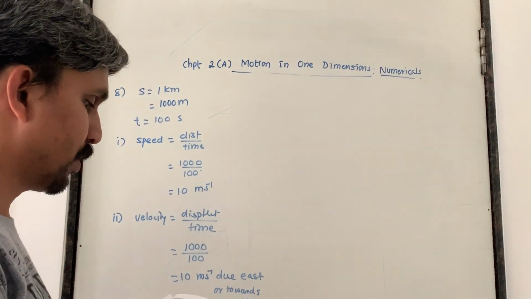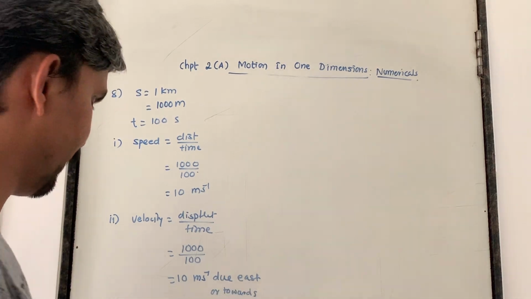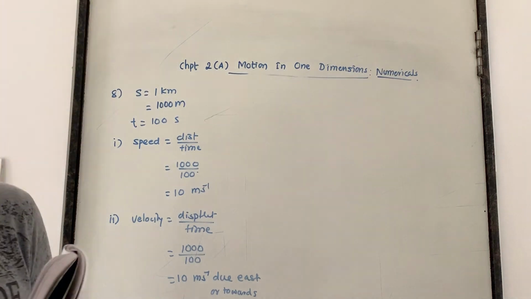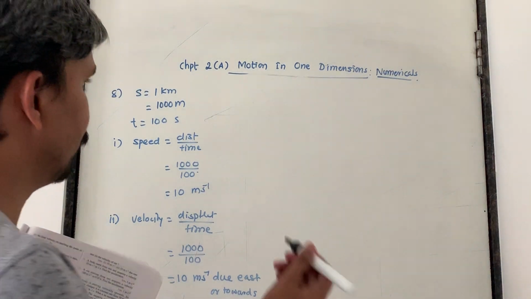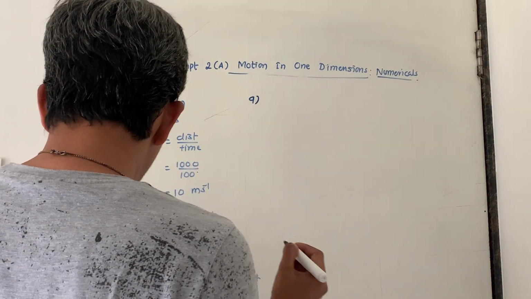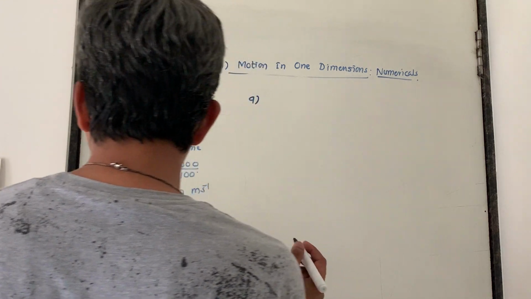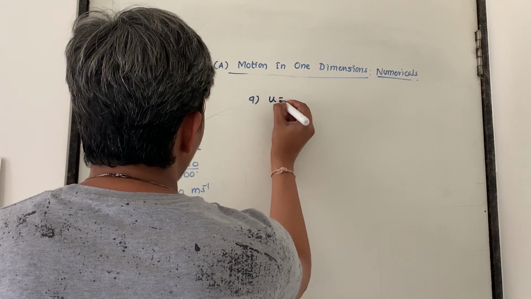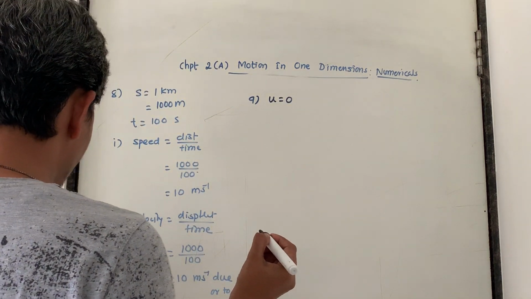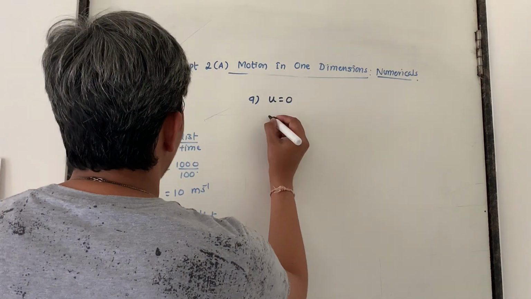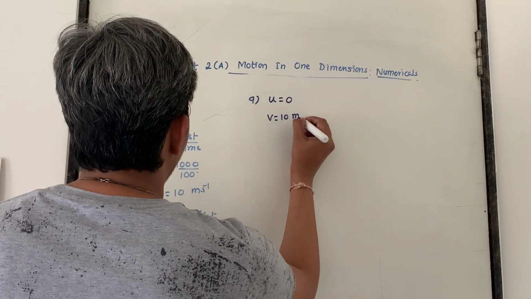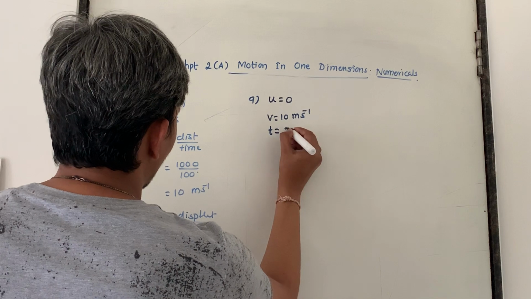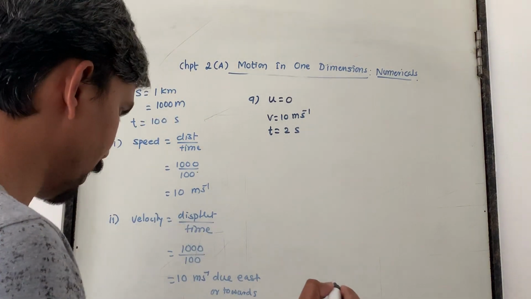Now from this point onwards the questions are little different. 9th, check करो क्या दिया हुआ है. What is 9th? In 9th question it is given a body starts from rest. So when they say from rest, मतलब initial velocity will be 0, acquires a velocity of v दिया हुआ है, that is final velocity 10 meter per second, and time is given as what, 2 seconds. Time कितना दिया हुआ है, 2 seconds.